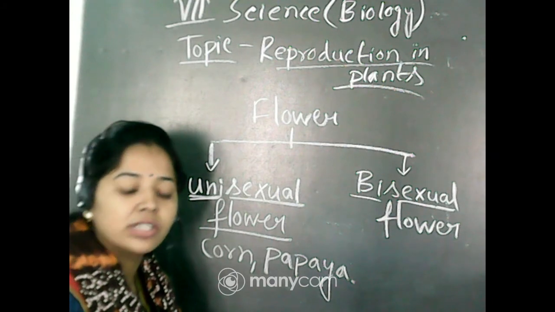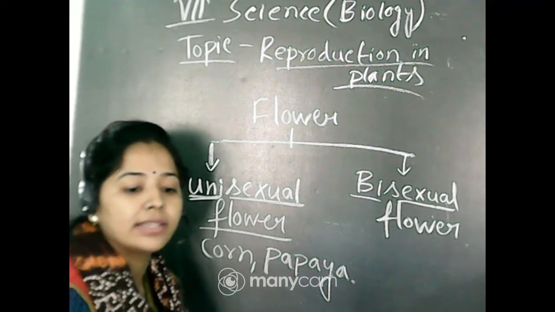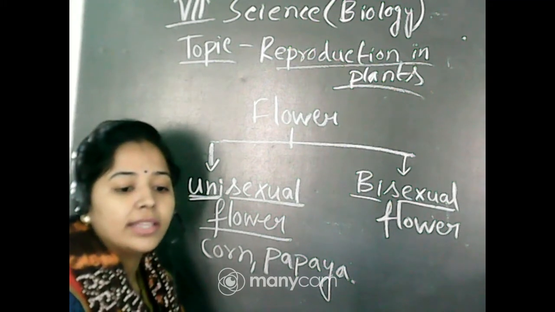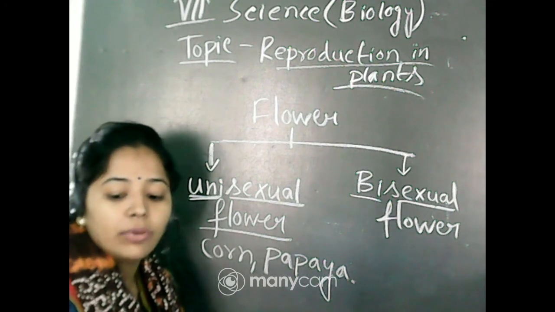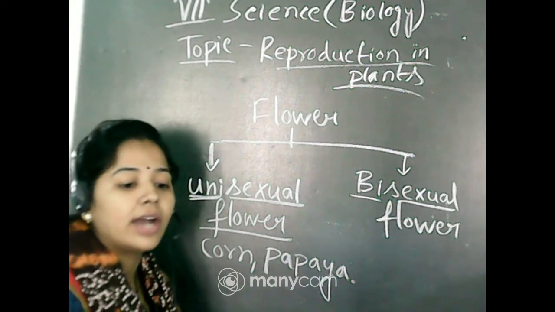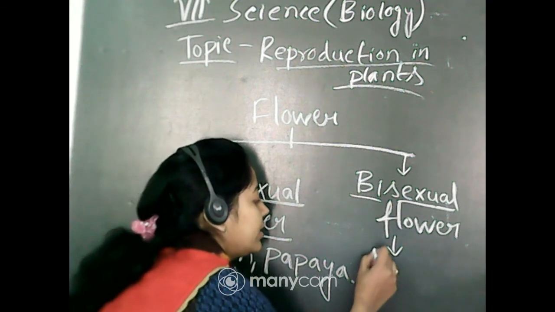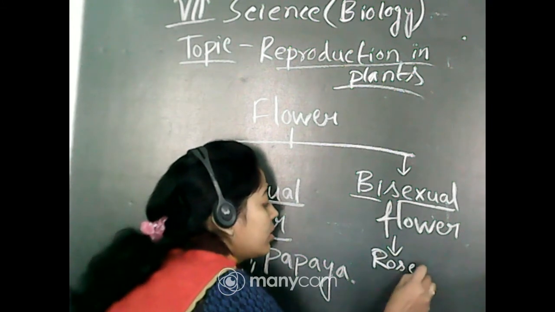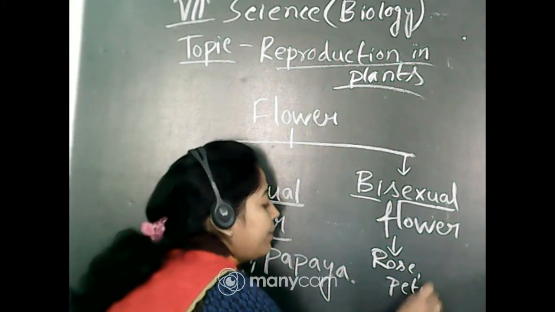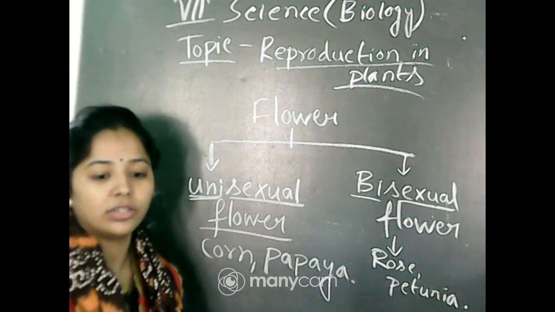Flowers which contain both stamen and pistil are called bisexual flowers. There are many examples, just like rose and petunia. You can write rose, petunia. These are examples of bisexual flowers. I hope you understood this.